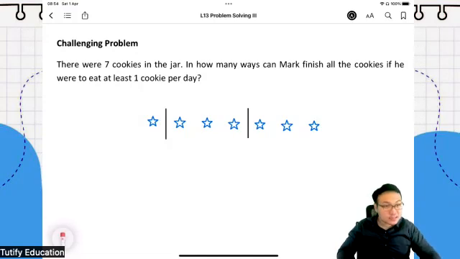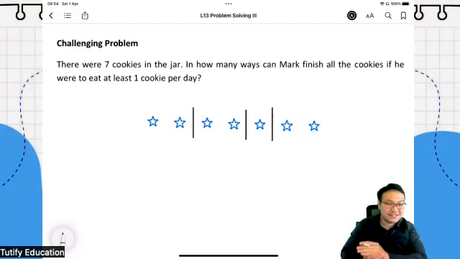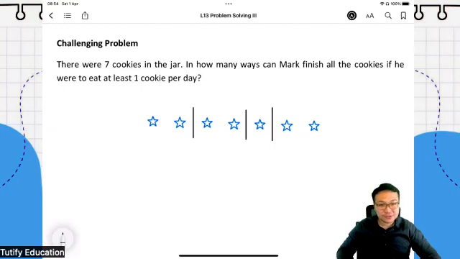Can I ask Jill, what does it mean if I draw my bar like this? If I draw my bars like this, what does this mean? How did I finish my cookies? That means that some days we ate 2 cookies, some days we ate 1. On the first day, how many? 2. Second day? 2. Third day? 1. Last day? 2. Correct. Is it easy to understand the drawing, Jill? Yes. Very good, Jill. You are correct.